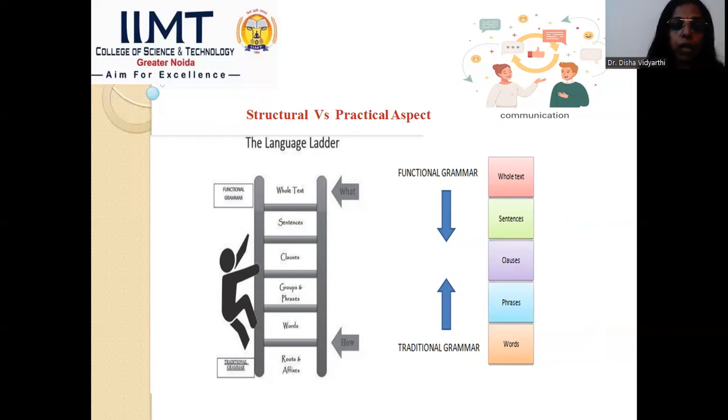In functional grammar, it is a downward motion because of meaning. How will you derive the meaning when you see the whole communication as a whole picture, not just breaking it into chunks? So there is the structural value associated with the traditional grammar, where from the beginning, from words to phrases to clauses and sentences, gradually you climb the ladder and then comes the whole text. On the opposite, in functional grammar, the whole text is seen, and then you can break that text into chunks: words, clauses, phrases, and so on. So the language ladder in functional and traditional grammar is just opposite. One is upside down and the other is from upwards to downwards.